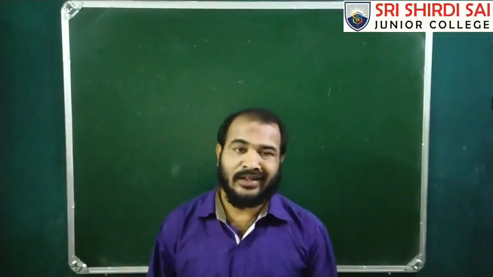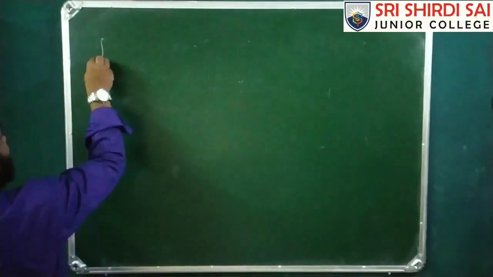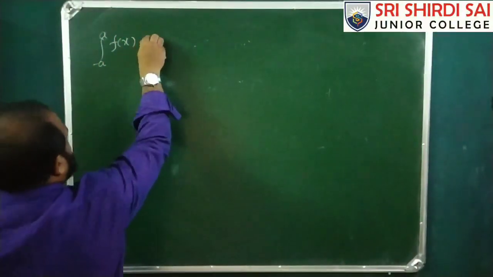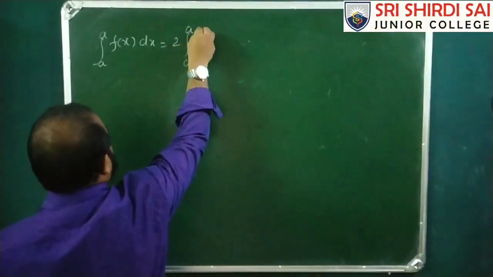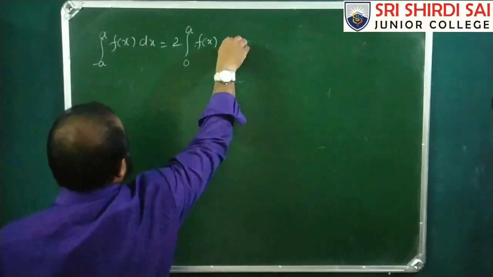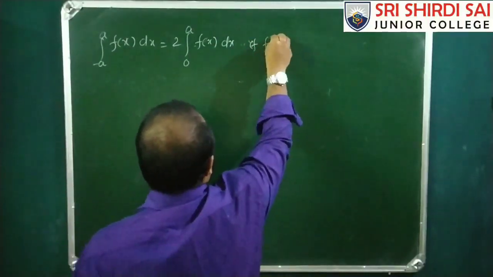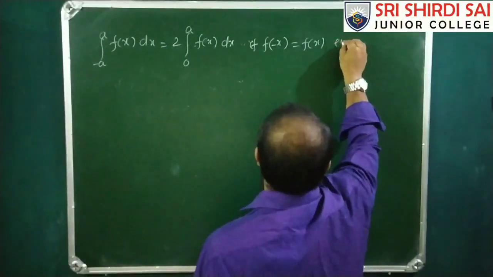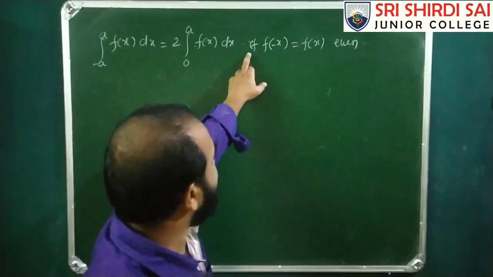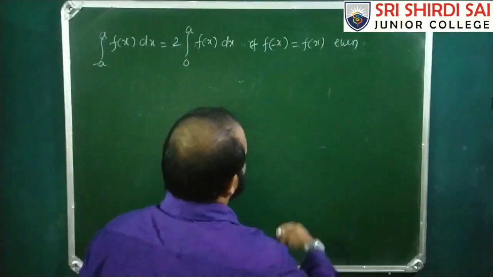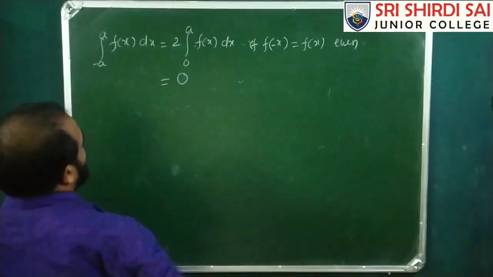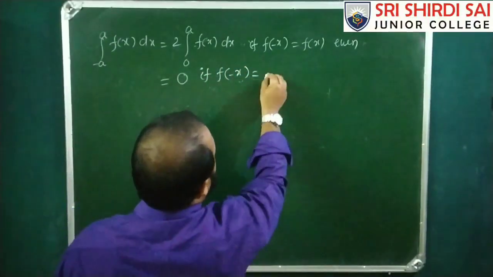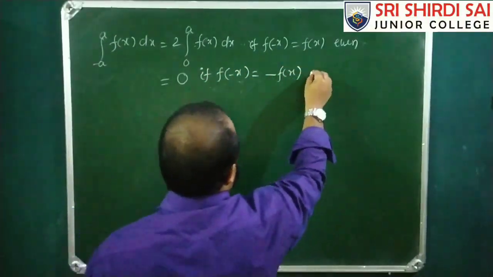Let us discuss the next property. Integral minus a to a f(x) dx is equal to 2 integral 0 to a f(x) dx if f(minus x) is equal to f(x). What is this? Even function is f(minus x) equal to f(x). And this is simply equal to 0 if f(minus x) is equal to minus f(x). This is an odd function.